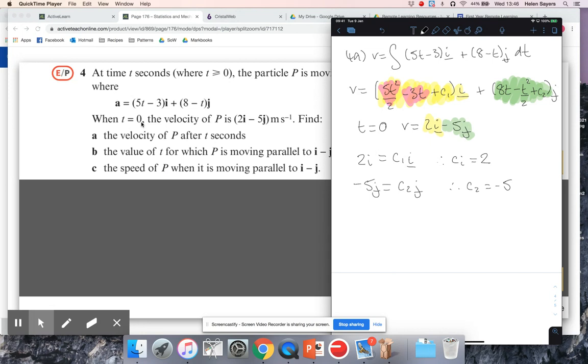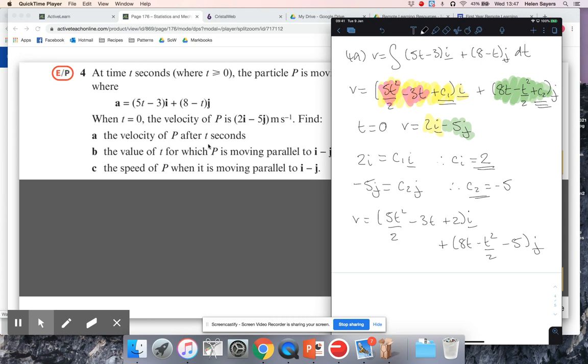And if you're feeling okay about this and you're just using this video as a check, you might just have realised that as soon as they told you that was the initial velocity, and that's absolutely fine. As long as we end up with velocity is 5t squared over 2 minus 3t plus 2 for my i vector. And then for my j vector, it's 8t minus t squared over 2, and then minus 5. Okay, so it's just a slightly alternative way of laying it out to how I've done the previous few questions.